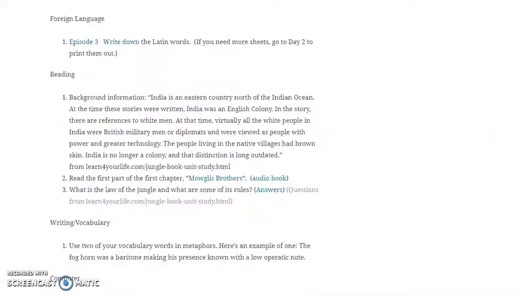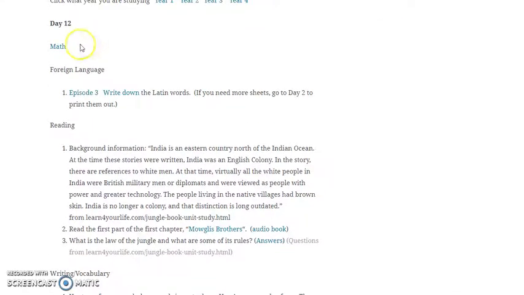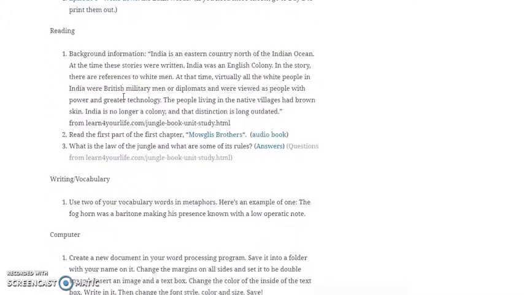Let's jump down along the way here. Okay, so day 12. So they have math, they have foreign language. And here, they're watching this video in Latin. They're writing down Latin words. Now, they're not learning Latin.